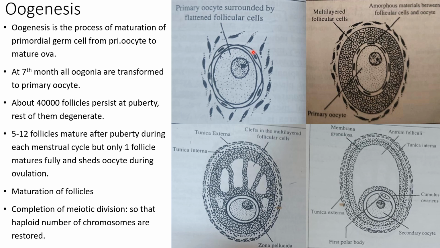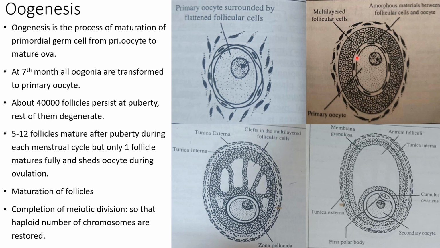Okay, later on, the follicular cells, which initially were a single layer, will become multi-layered. So there are multiple layers of follicular cells surrounding the primary oocyte, and in between the primary oocyte and the multi-layered follicular cells we have another membrane, an amorphous glycoprotein layer, and it is known as zona pellucida. So this zona pellucida has many functions.